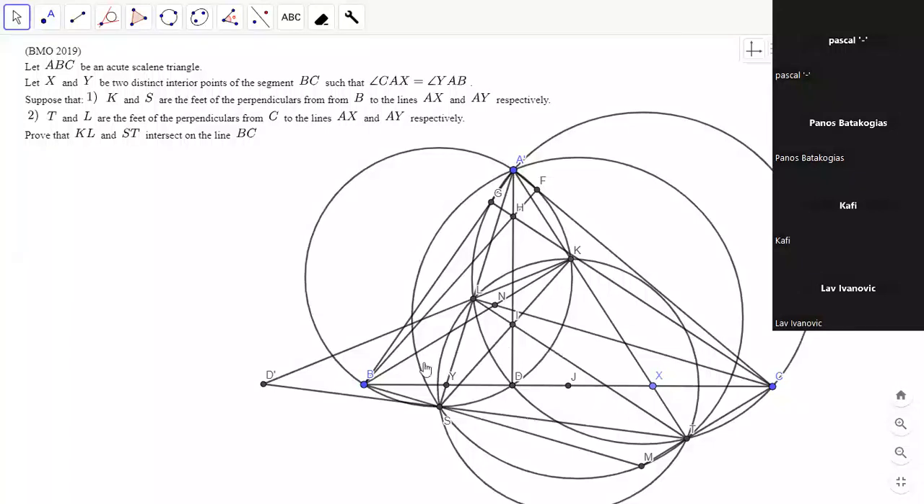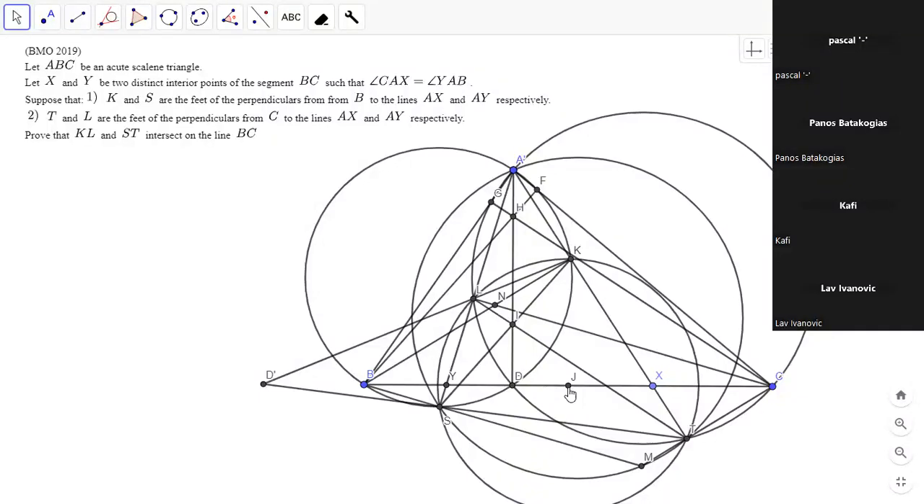That J is on? So you define J to be the midpoint of BC, and you want to prove it's the center. Yes. So first, to prove that SK is perpendicular to AC, we have that the angle ASK is ABK, and ABK is 90 minus BAK, which is 90 minus SAC. So SK is perpendicular to AC.